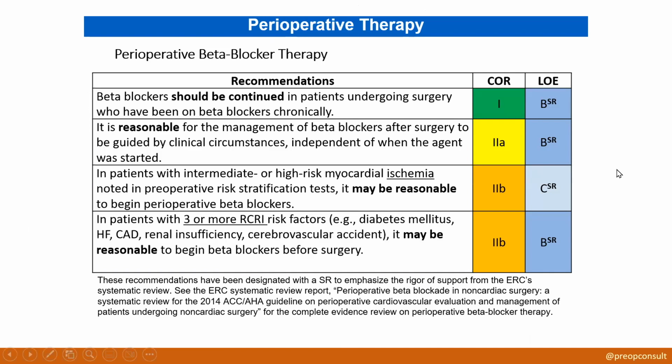They say if you have ischemia on a stress test, it may be reasonable to start a perioperative beta blocker, and I agree with that. But the other thing that they have in here is if you had 3 or more RCRI factors, it may be reasonable to start as well. We used to do that, but I haven't done that probably in 10 years or so.